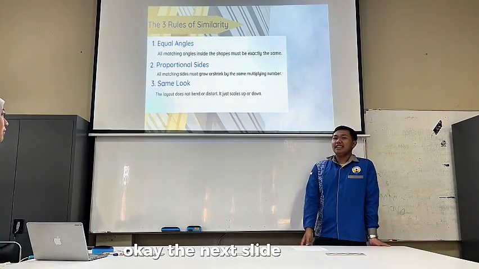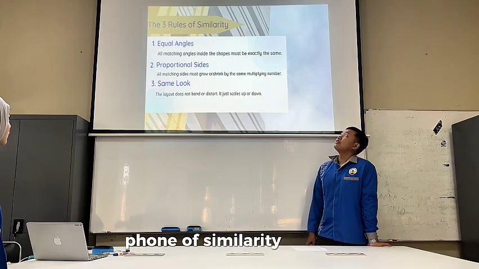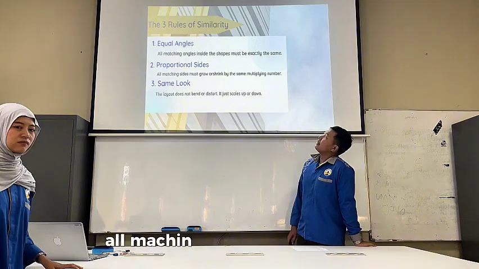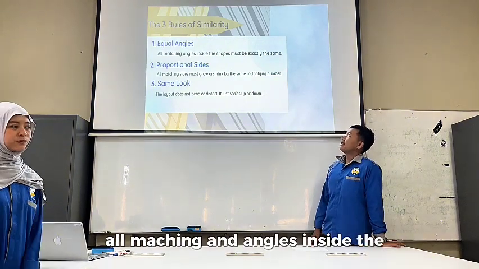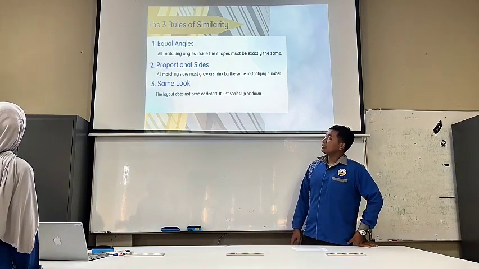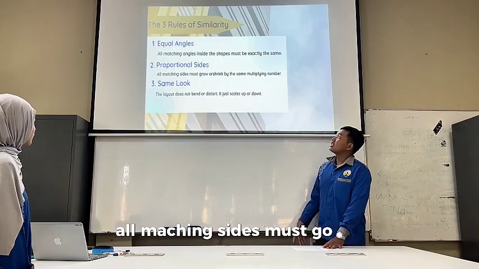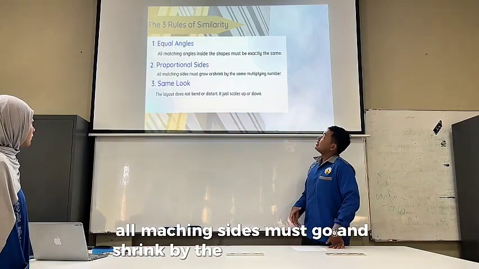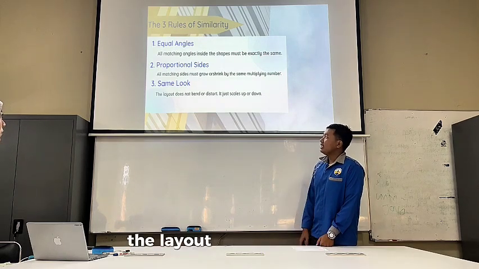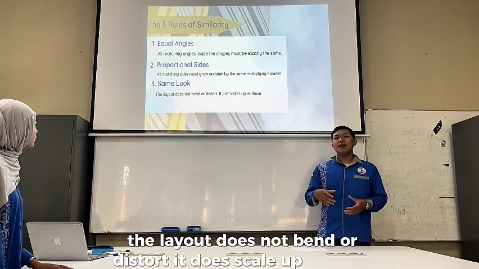Okay, the next slide is the rules of similarity. Number one, equal angles. All matching angles inside the shape must be exactly the same. And number two is proportional sides. All matching sides must grow and shrink by the same multiplying number. And number three is same shape. The layout does not bend or distort. It just scales up or down.